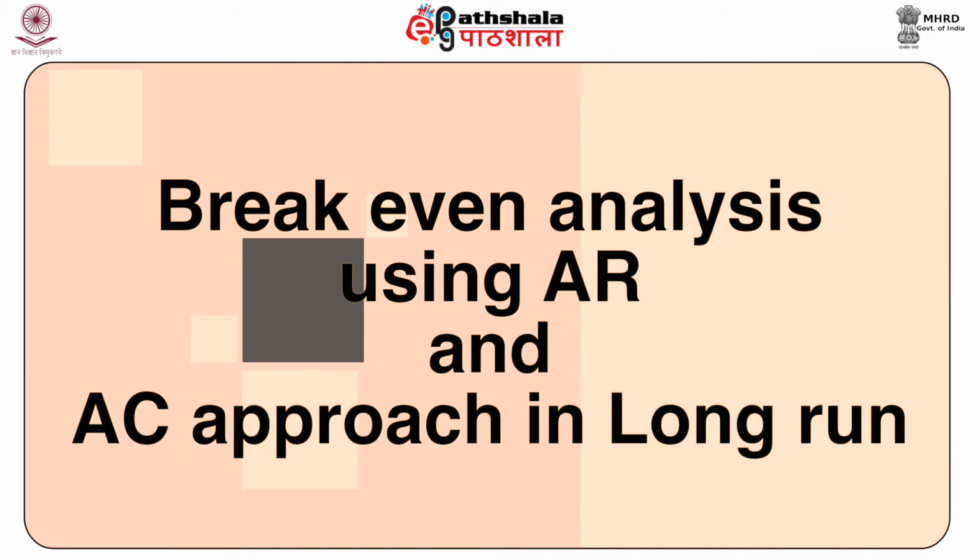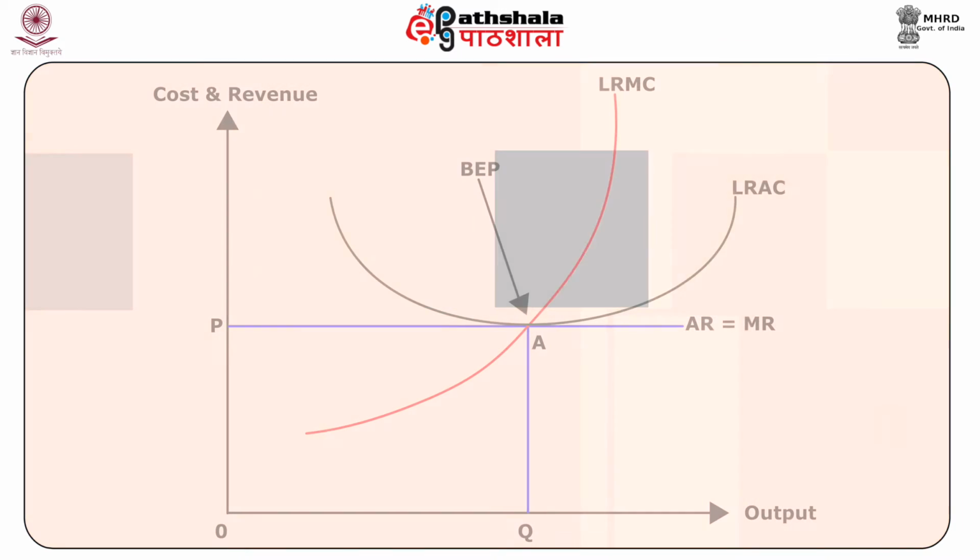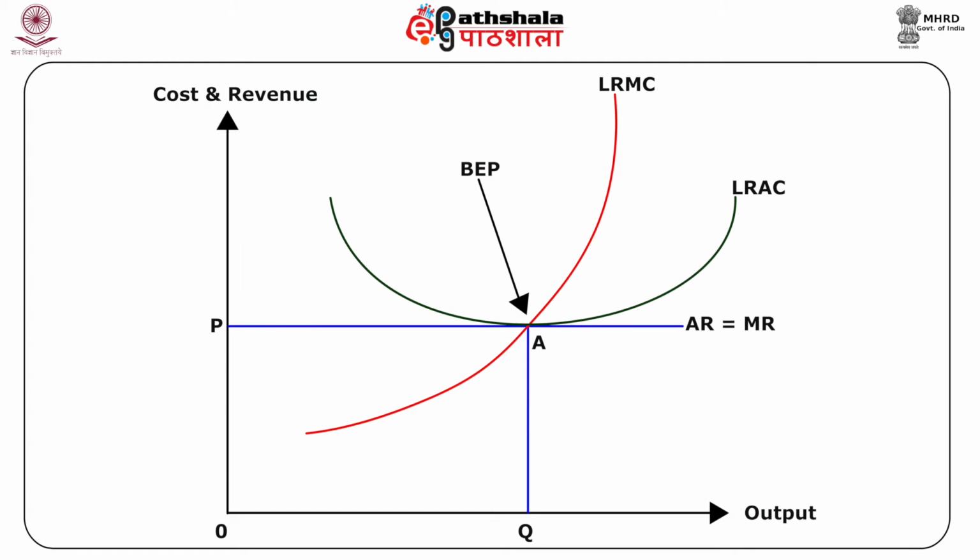Break-even analysis using AR and AC approach in the long run. In the case of perfectly competitive markets, in the long run, firms will earn only normal profits, that is break-even, because in the long run, firms have the option to enter and exit the industry. So, the competition among firms will drive down the profits to the level of normal profits. This point will also be analyzed in detail in the later modules.